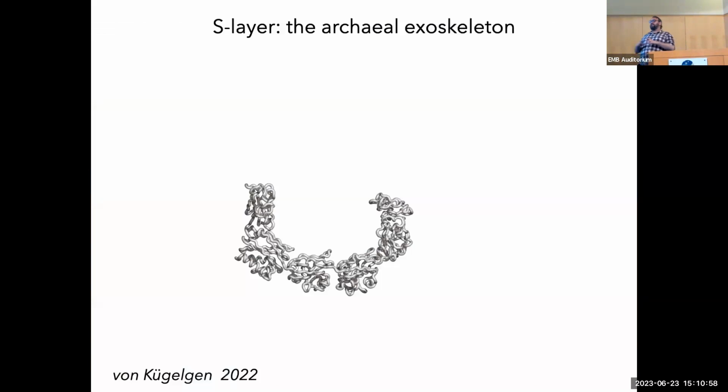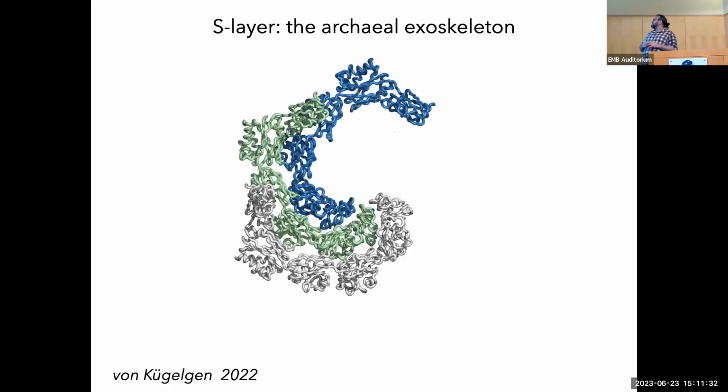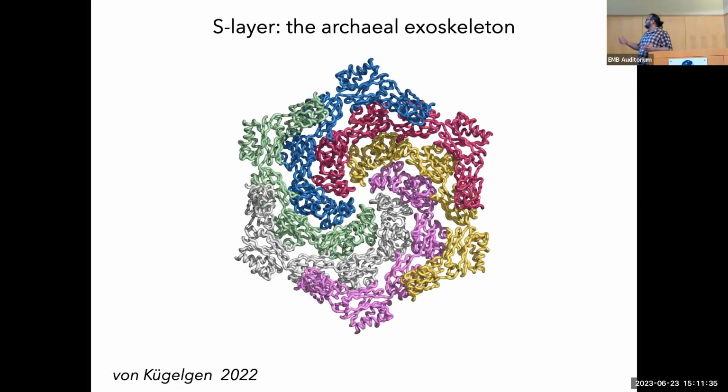Archaeal cells do not have a cell wall. All they have are glycoproteins on the outer surface of the cells. This is one example of a cryo structure of one of these polypeptide chains. The interesting thing is that they are filled with immunoglobulin subdomains. Some archaea have different numbers of immunoglobulin subdomains, but they are very similar to glycoproteins on the surface of some viruses. And such capsids also associate non-covalently to form a lattice, in this case a P6 lattice, as you can see here.